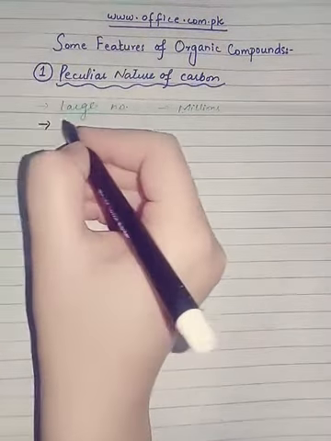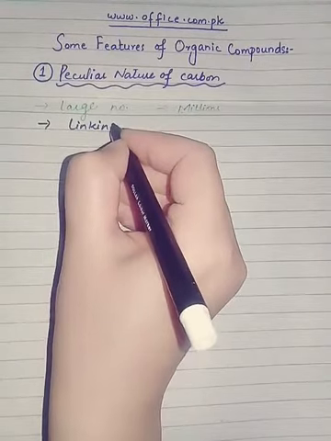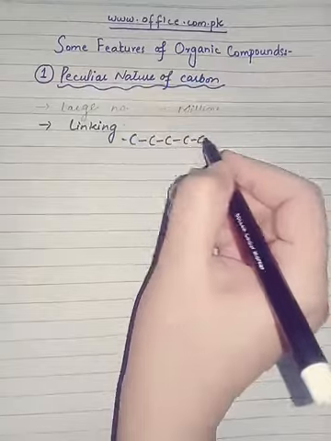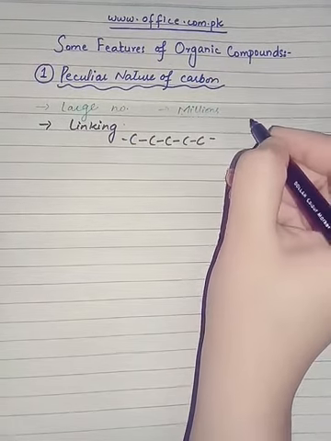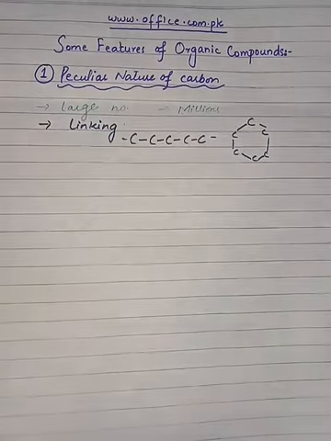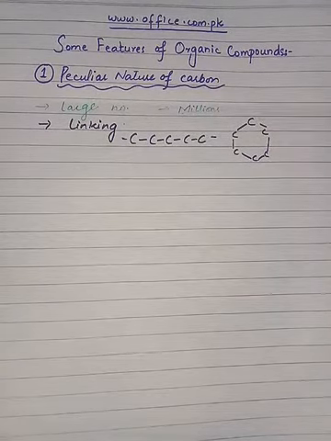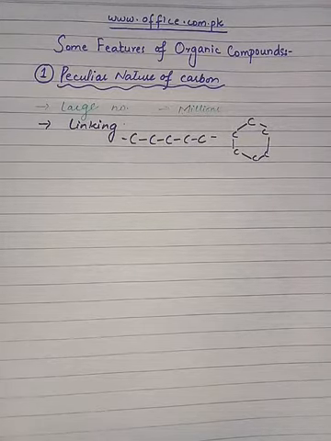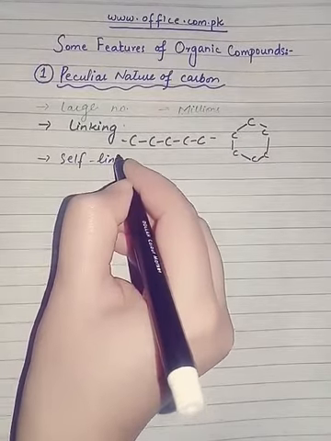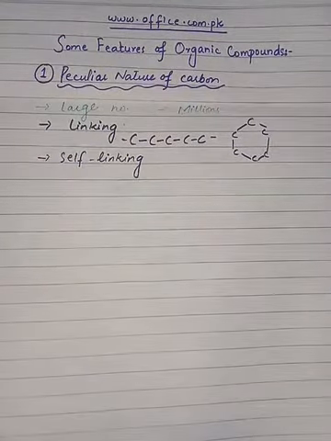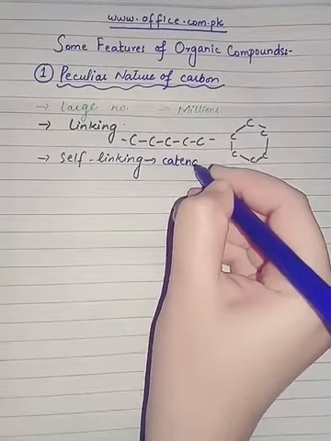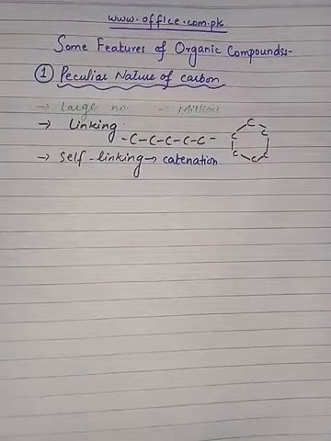The main reason why millions of organic compounds have been formed so far is that carbon has the property of linking with its own atoms. Carbon has the ability to form long chains or rings with its own atoms. This is an example of a chain, and similarly carbon can form rings as well. This property of carbon, linking with its own atoms, is known as catenation. Because of this property, carbon is able to form long chains.